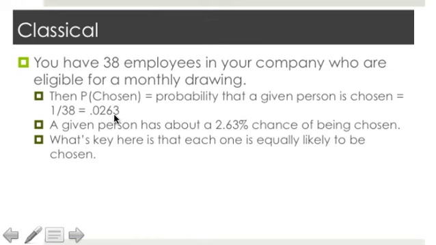Now what's key here is that each person is equally likely to be chosen. In other words, all 38 names are thrown into that hat, it's mixed around, and no one person has an advantage over another.